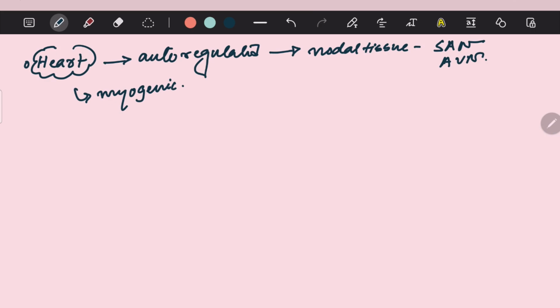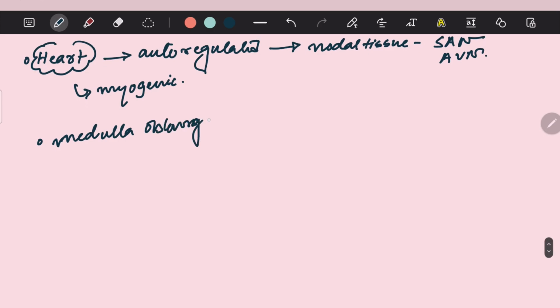But apart from this, the central nervous system has some control over the heart as well. There is a specialized neural center in the medulla oblongata of the brain, which can actually moderate the cardiovascular system through the autonomic nervous system.